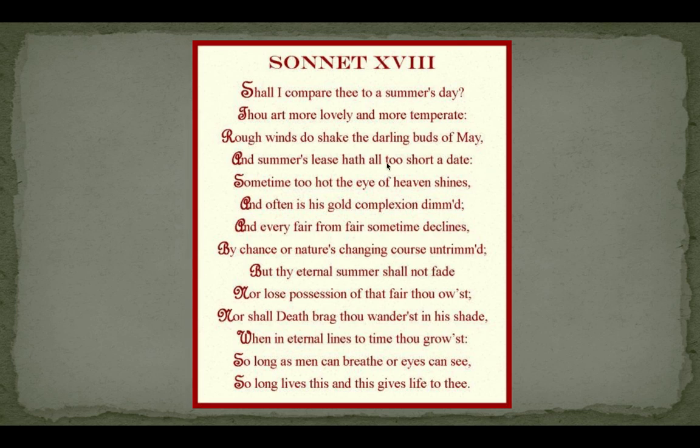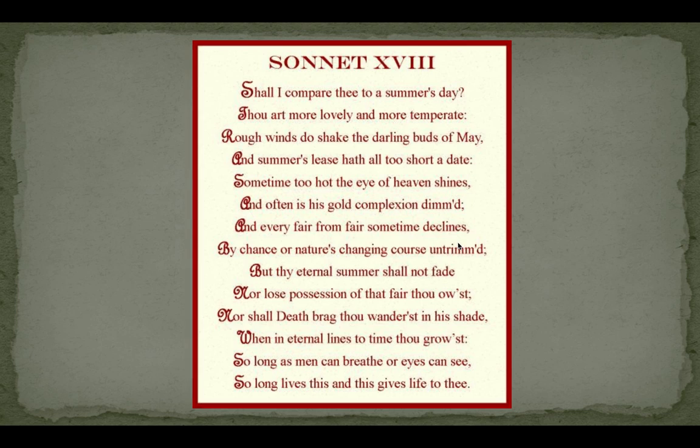Oh, here we have a nice image. The eye of heaven. "Sometime too hot, the eye of heaven shines." What is the eye of heaven? Well, it's the sun, of course. And so we have this also referring to the sun, another summertime image or metaphor going on here. "Gold complexion," of course, the sun is golden or yellow. Okay, so we've got these images here.